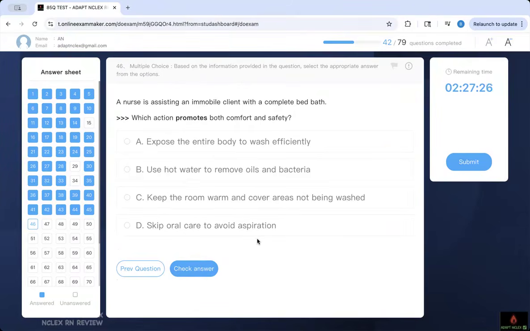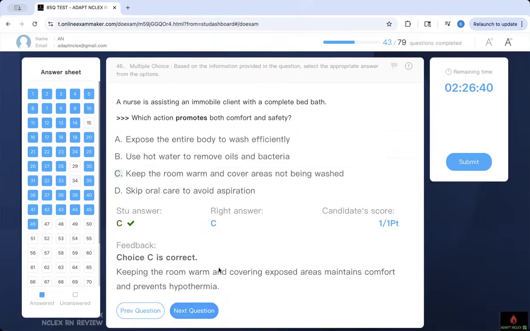Expose the entire body to wash efficiently, that does not indicate comfort and safety. Use hot water to remove oils and bacteria. What do you think? Let me know. Keep the room warm, cover areas not being washed. What do you think? Skip oral care to avoid aspiration. Why would you do that? Therefore, we have 2 and 3, B and C. But which one is more reasonable? Hot water versus warm water. You can see we've got to use some warm water on this patient.